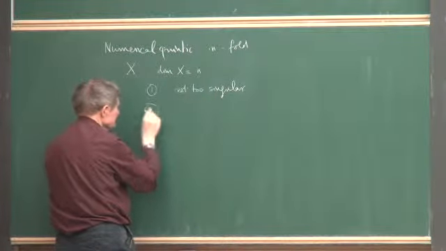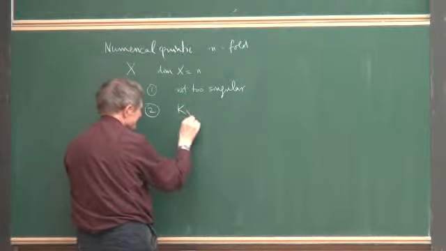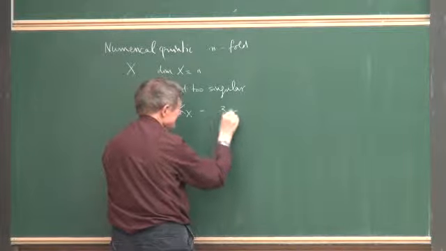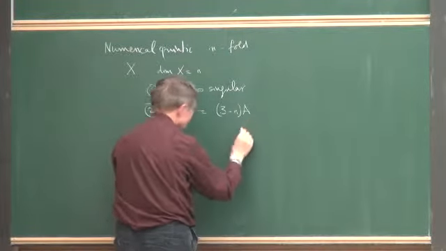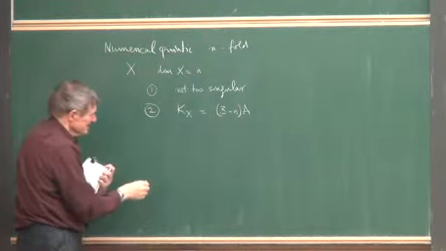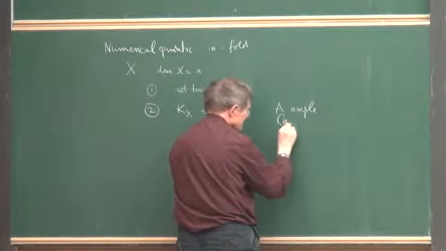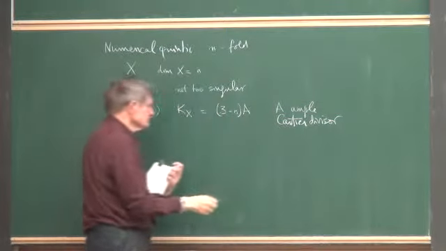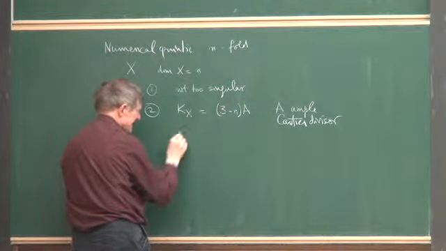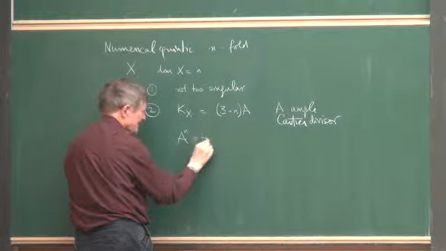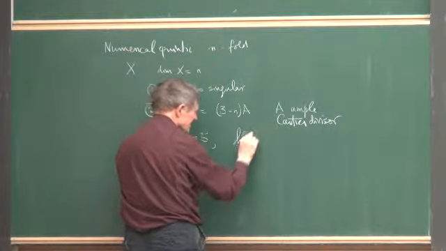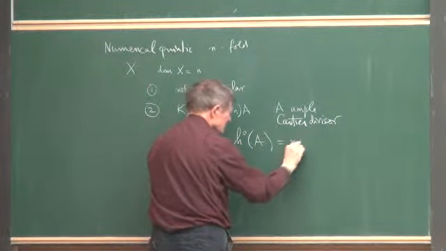And then I want that K_X is (3 minus n) times A. And so here A is an ample Cartier divisor. Yes, and I want this A to the power of n to be 5, and h⁰(A) is n plus 2.